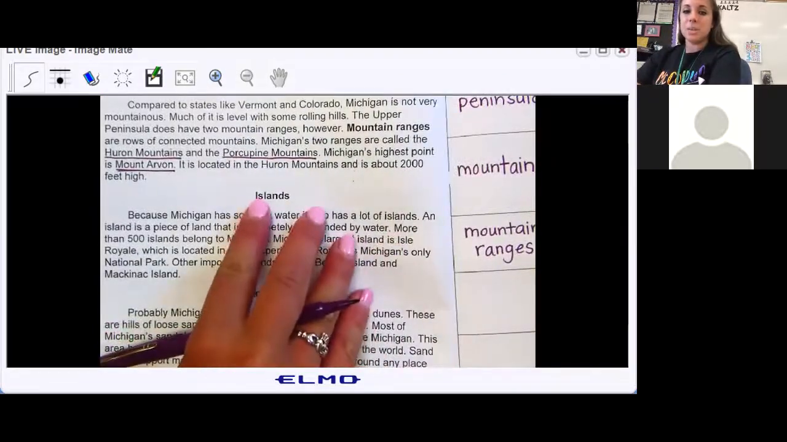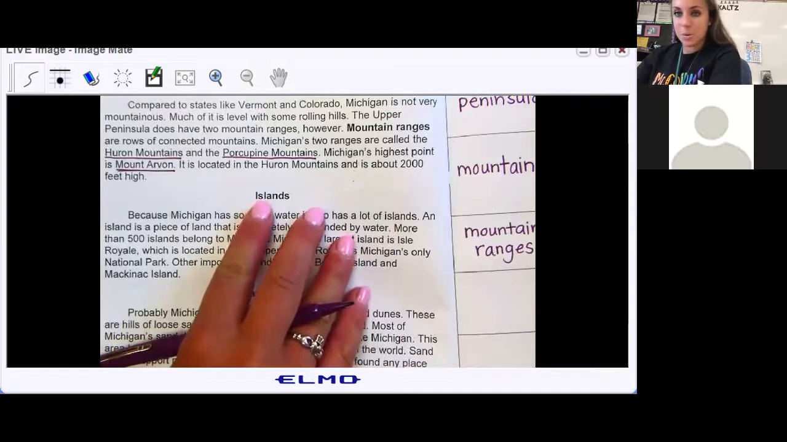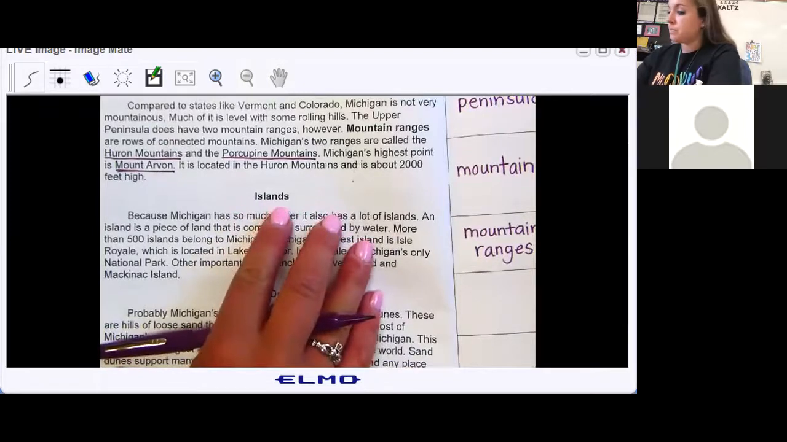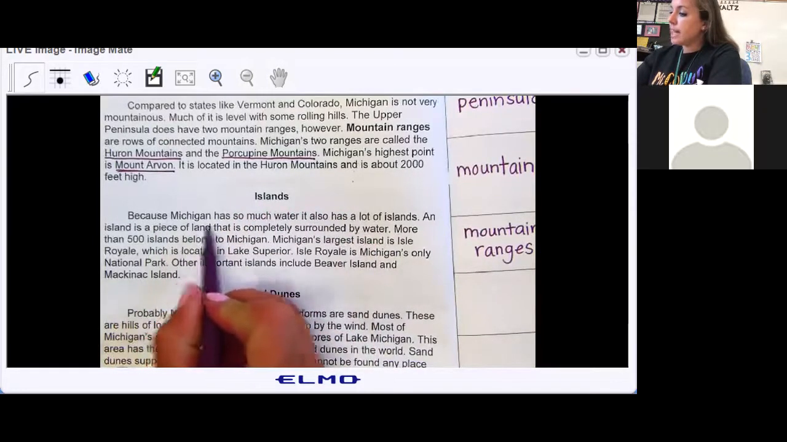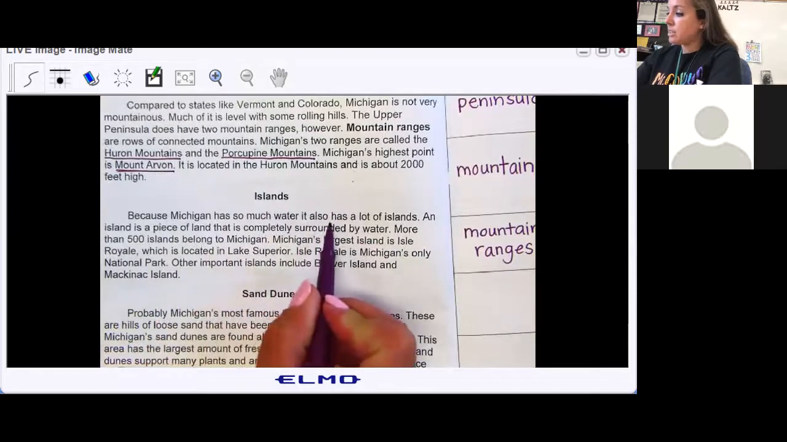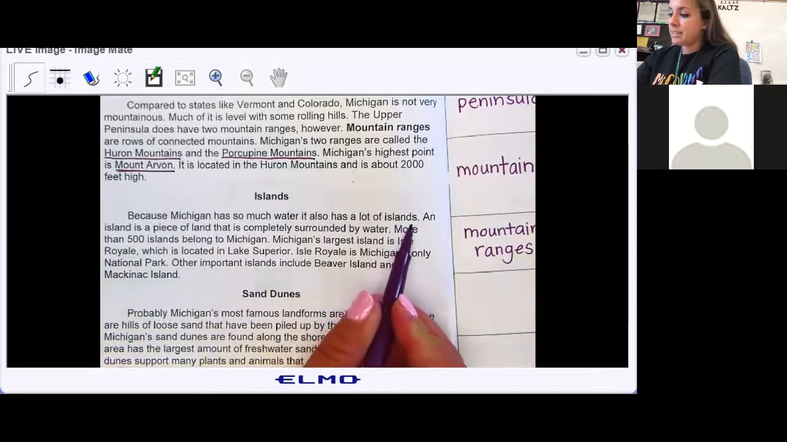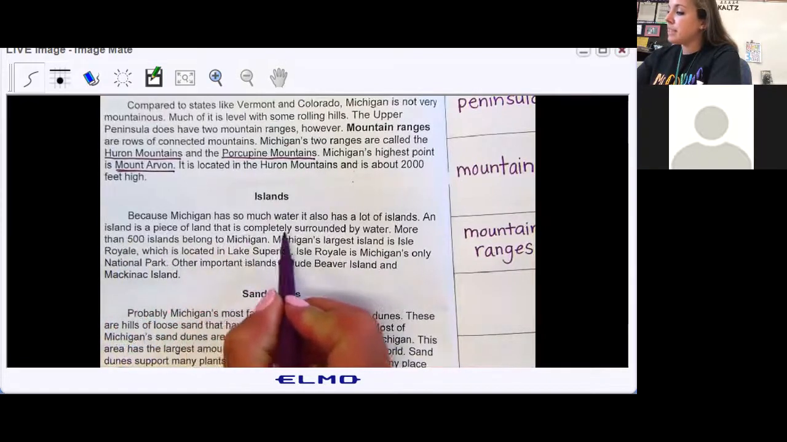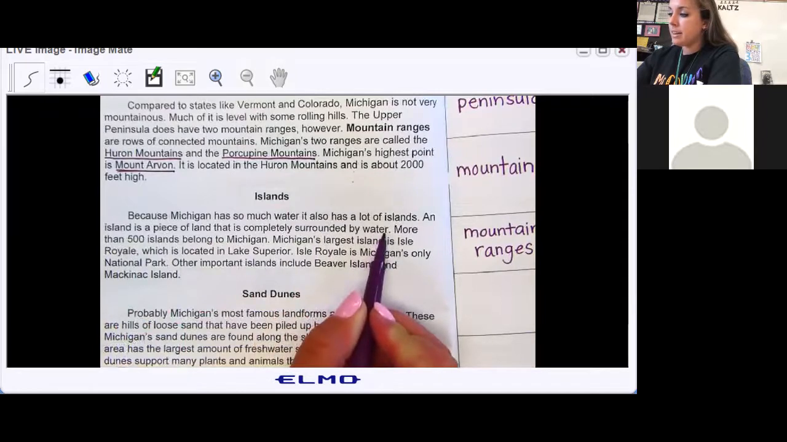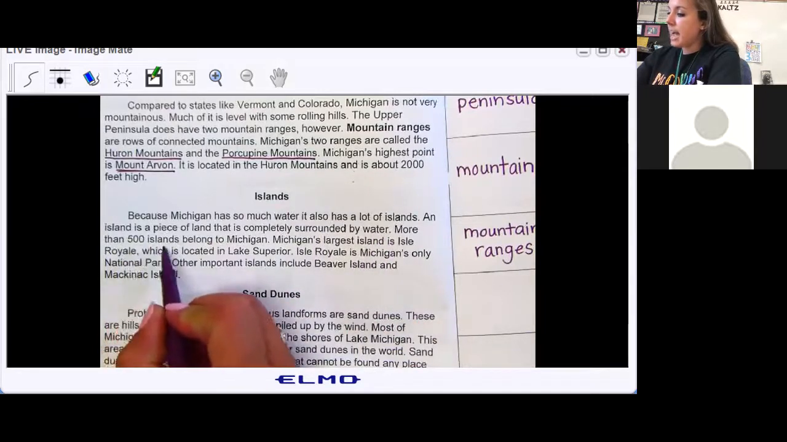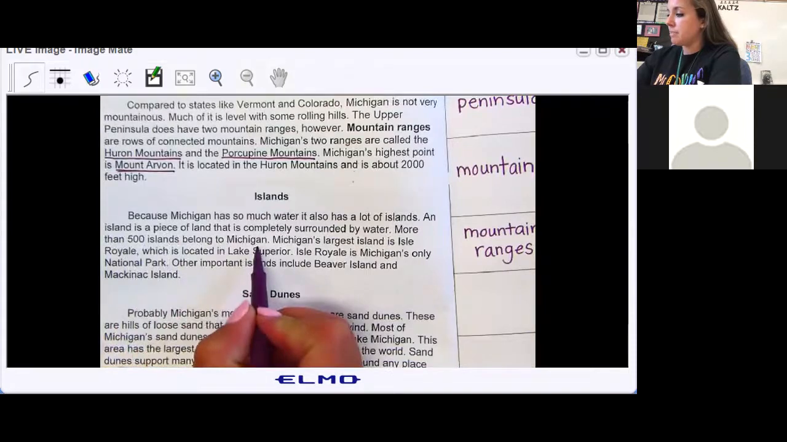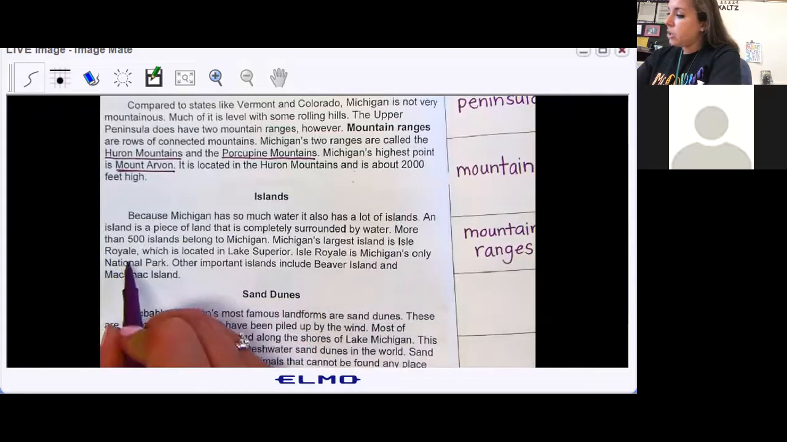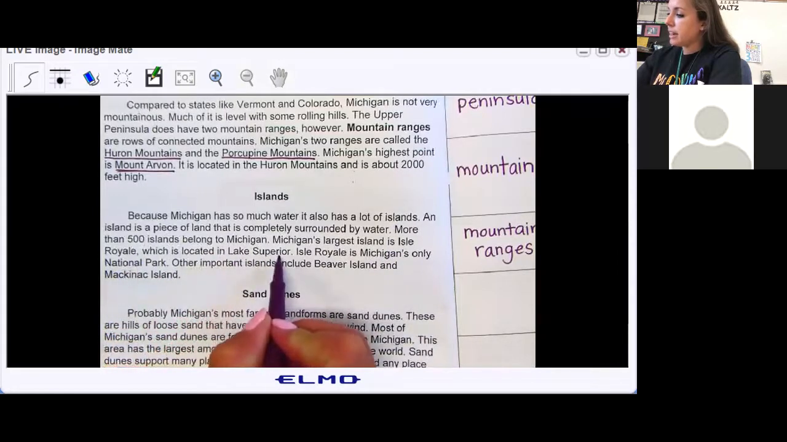Islands. I know it looks like the word island, but that's not a word in English. So this is how you say island. Because Michigan has so much water, it also has a lot of islands. An island is a piece of land that is completely surrounded by water. More than 500 islands belong to Michigan. Michigan's largest island is Isle Royale, which is located in Lake Superior.